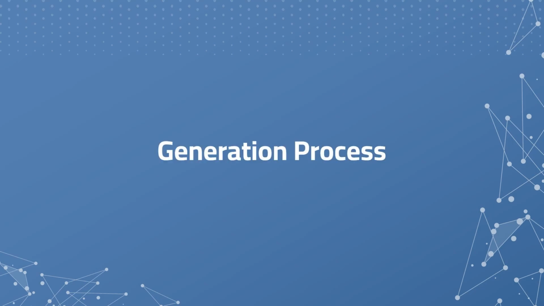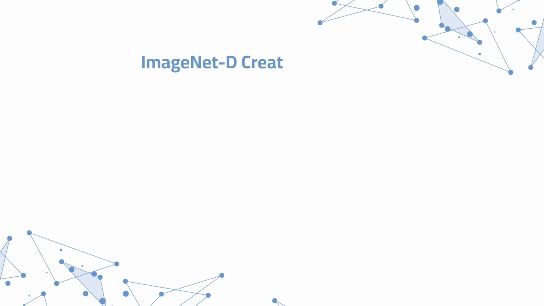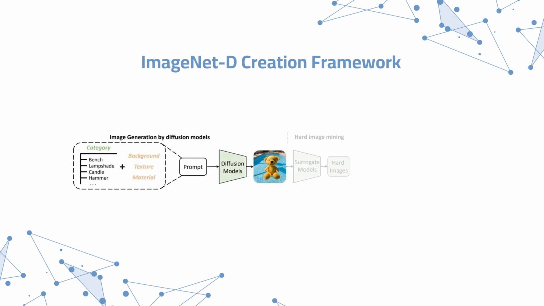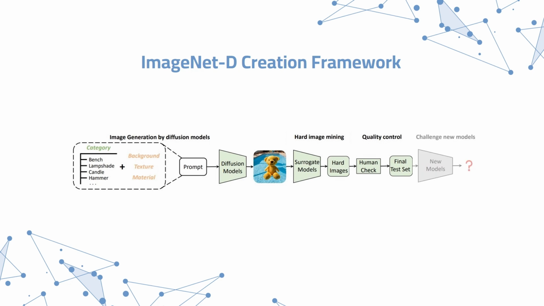Let's break down how ImageNet-D was created. Now, let's have a look at the ImageNet-D creation framework, which involves image generation by diffusion models, hard image mining, quality control, and challenging new models. But before that, let's know more about diffusion models.